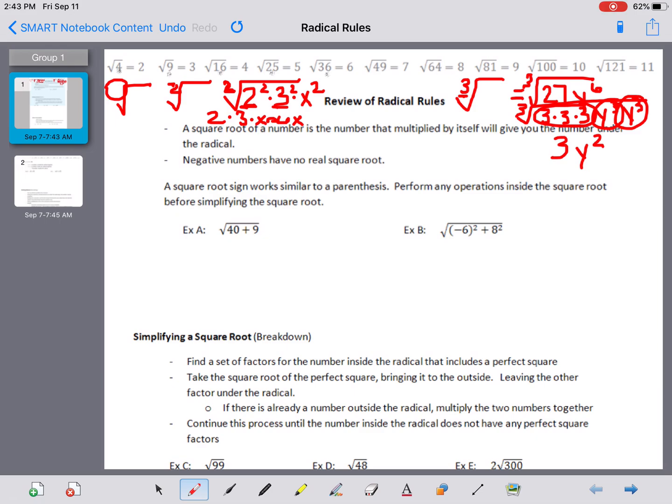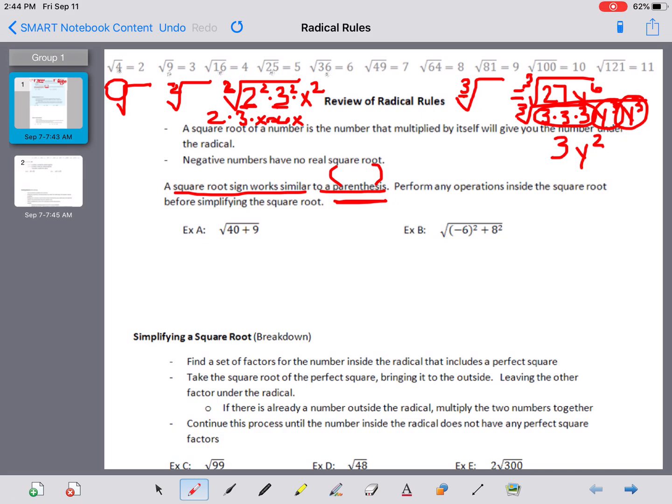Okay, so our first example, one thing I want you to know is a square root sign works like a parentheses. And if you remember my dear Aunt Sally, she always says, please excuse my dear Aunt Sally, parentheses first, then you can do exponents, square roots, whatever we need to do, okay?